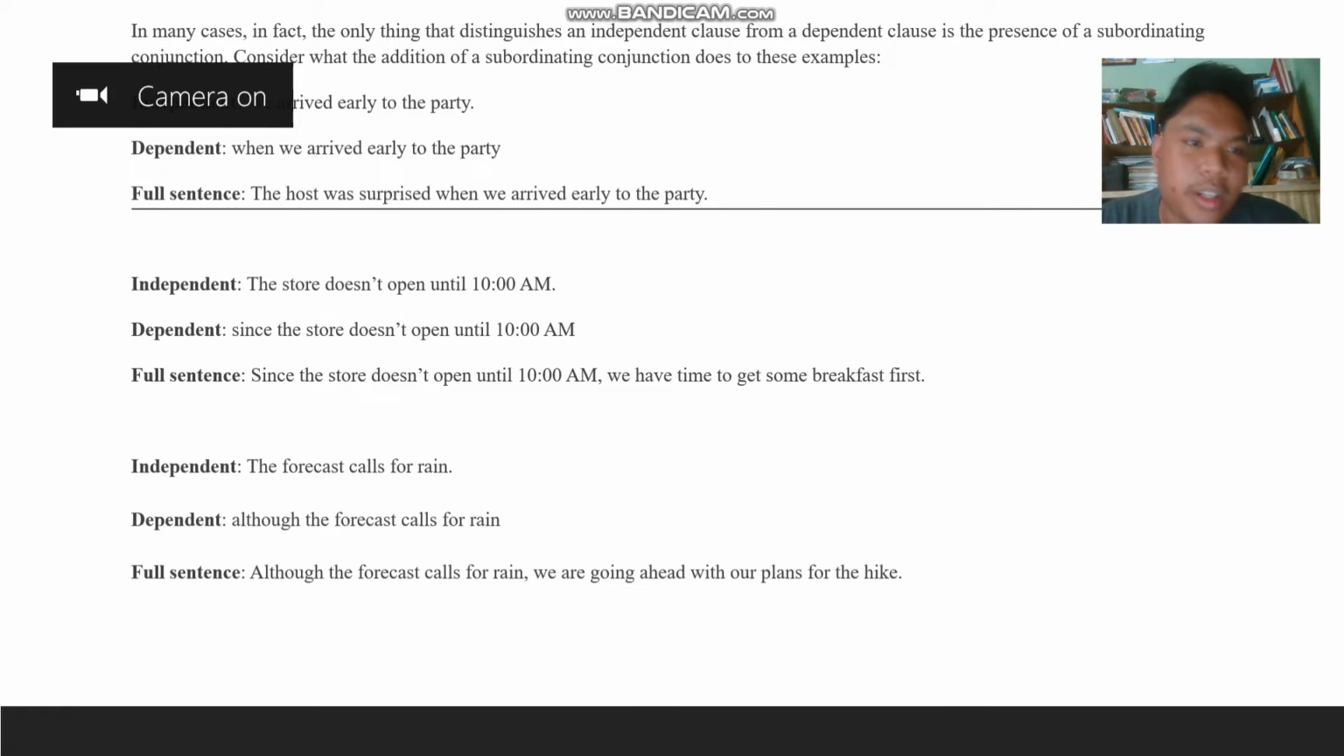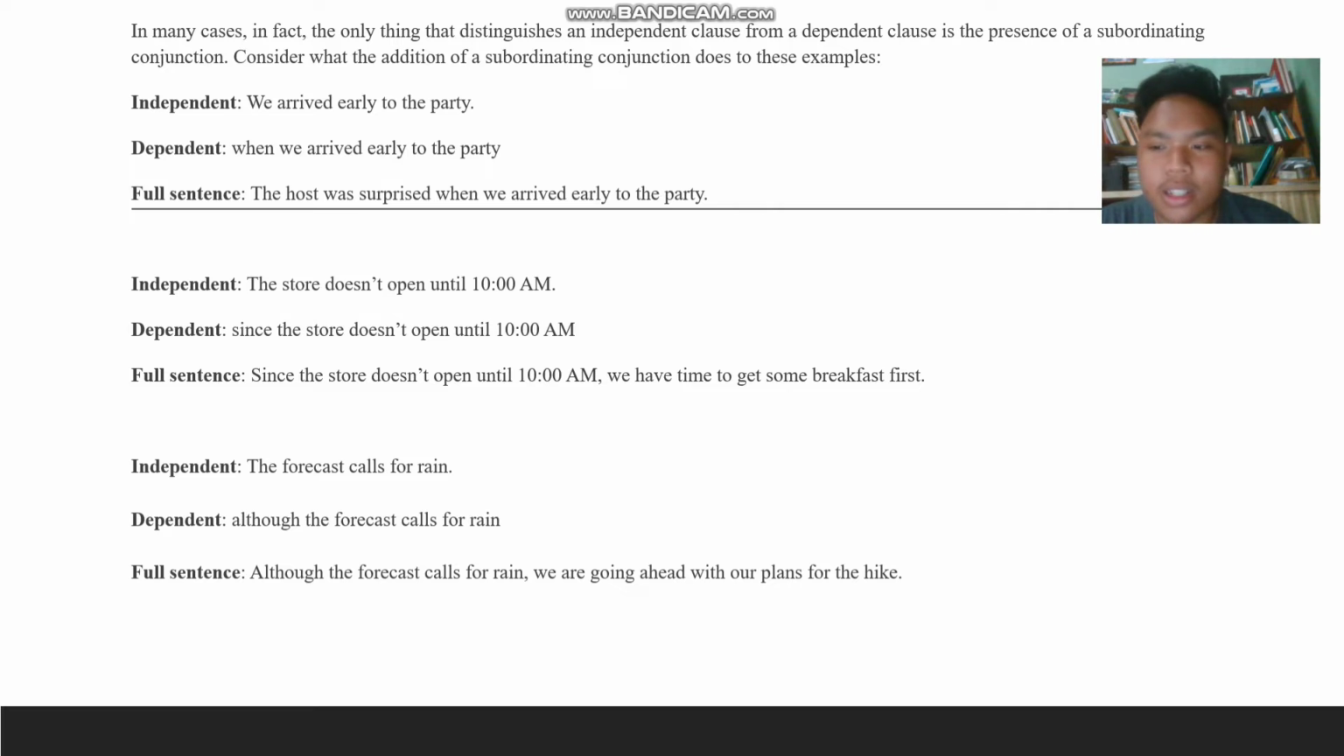Okay, so I will explain a bit. The dependent clauses in these examples make no sense on their own as complete thoughts because of the subordinating conjunctions attached to them. Words such as when and although depend on information outside of the clause.